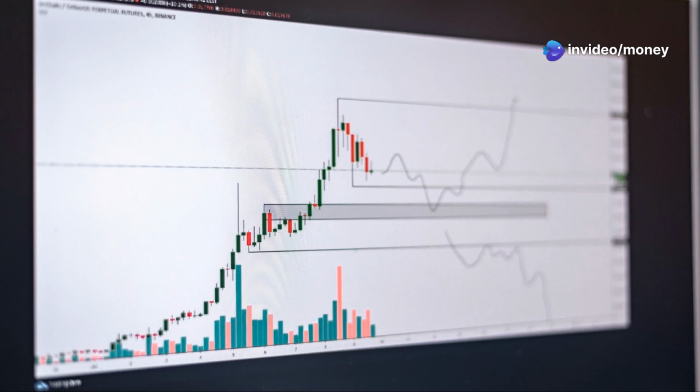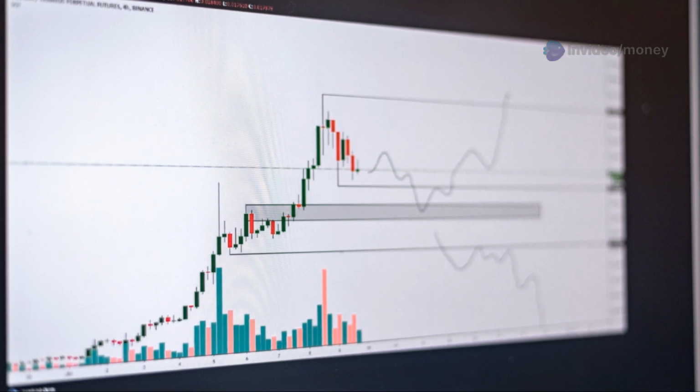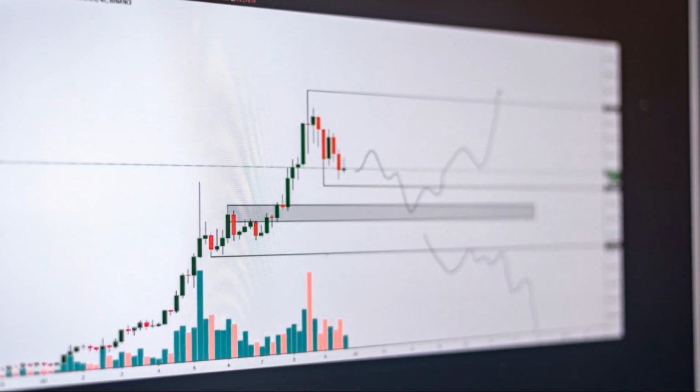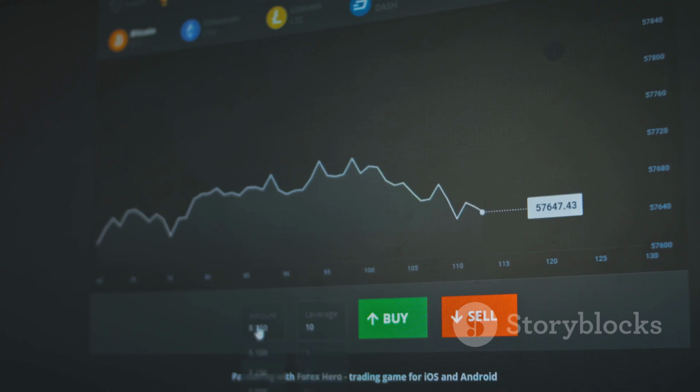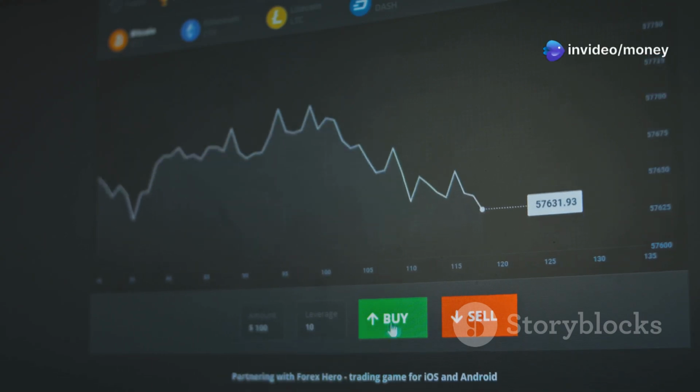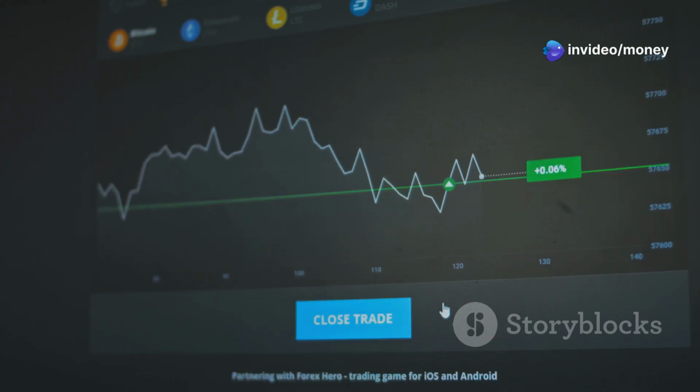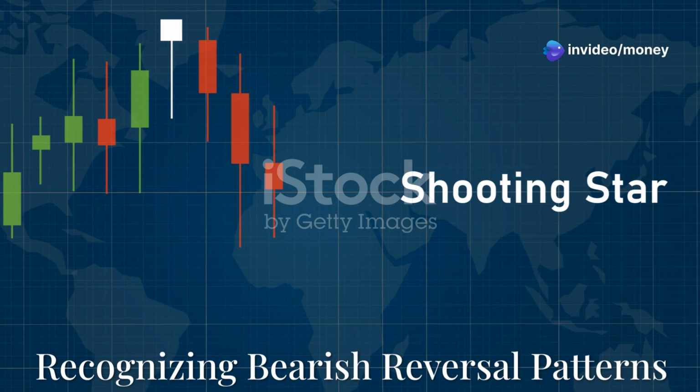This staircase-like formation is a very strong visual representation of a steady and powerful shift in market sentiment. When it appears after a period of consolidation or at the end of a downtrend, it often marks the beginning of a significant and sustained move higher.